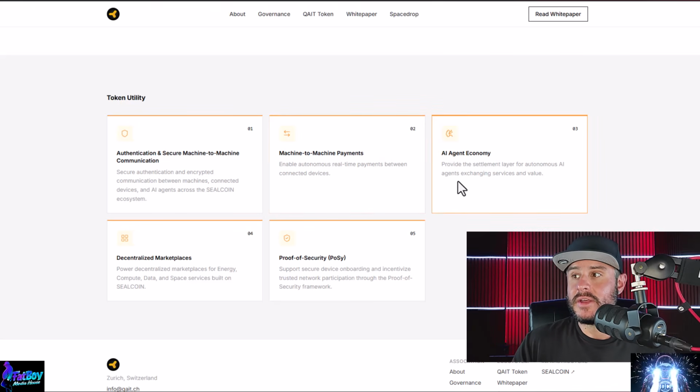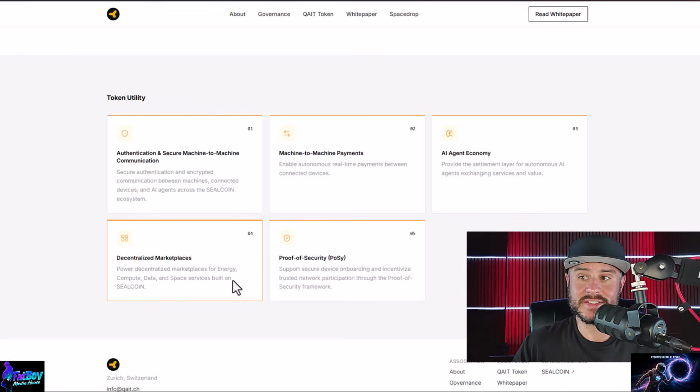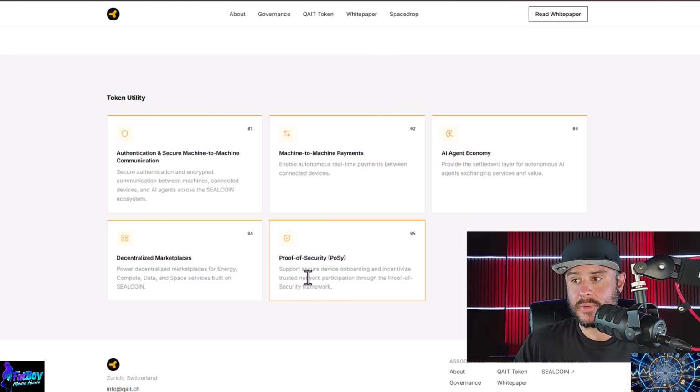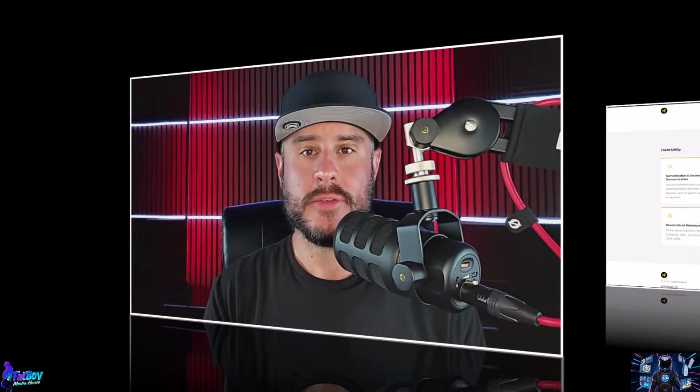AI agent economy: provide the settlement layer for autonomous AI agents, exchanging services and value. Decentralized marketplace: power decentralized marketplaces for energy, compute, data, and space services built on Sealcoin. Then we have proof of security: support secure device onboarding and incentivize trusted network participation through the proof of security framework. So when we put all this together, what it's really doing is Sealcoin, Qait, YSAT, WiseKey, SealSQ, this whole ecosystem, they're making it possible where you can transact from space via satellites down to the Earth.